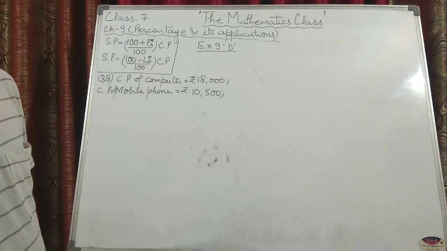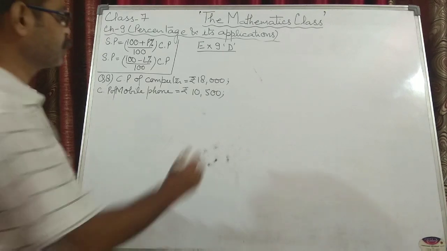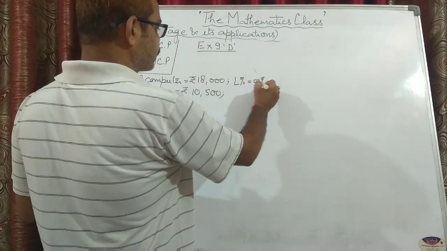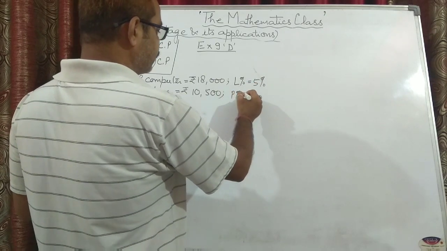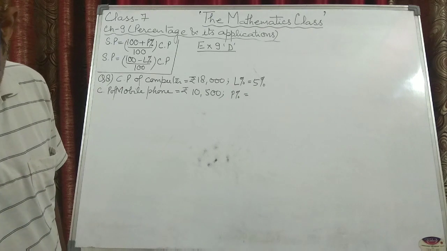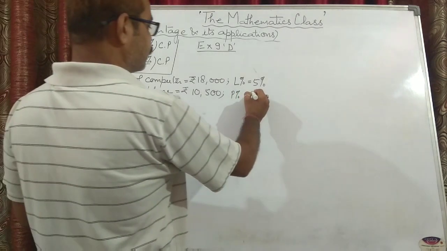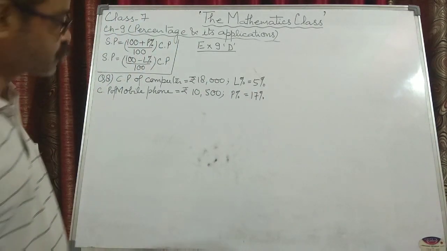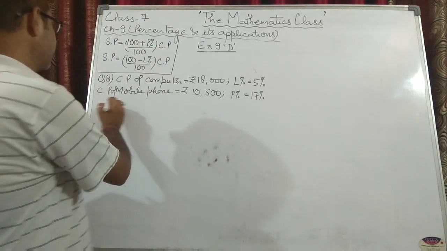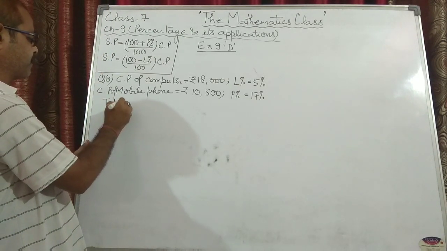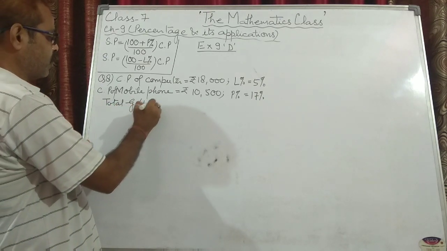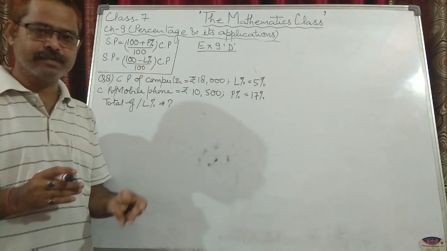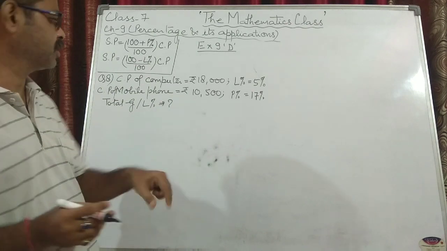Then they say he lost 5% on the computer. On the computer, he is suffering a loss of 5%, and on the mobile he is selling and gaining 17%. The question says to find his total gain or total loss. We have to find the total gain or loss percent. It means we need to have the value of total cost price and total selling price.